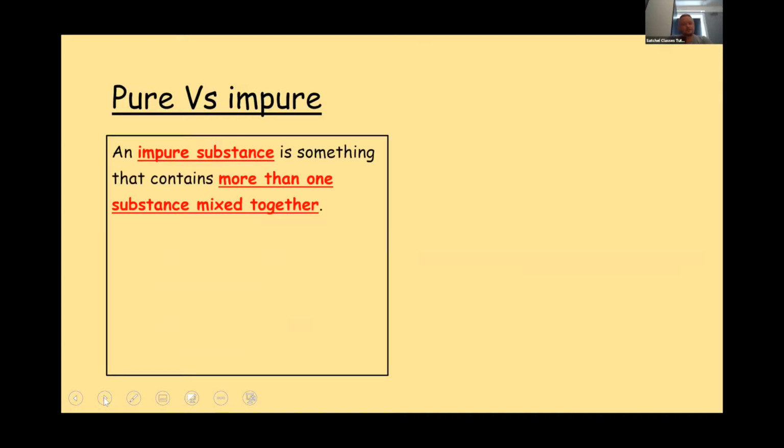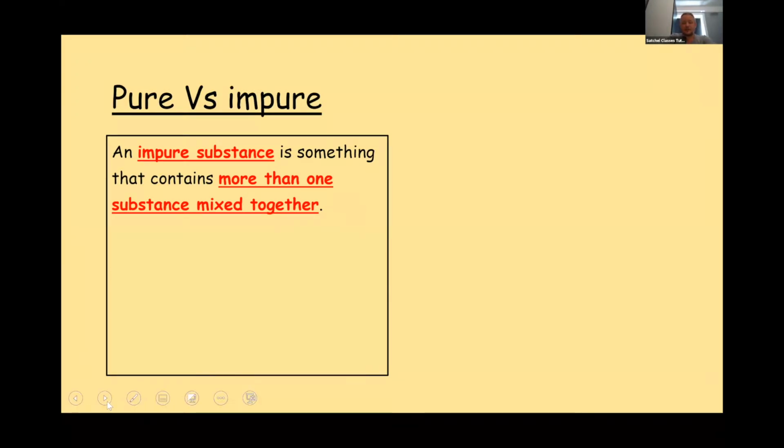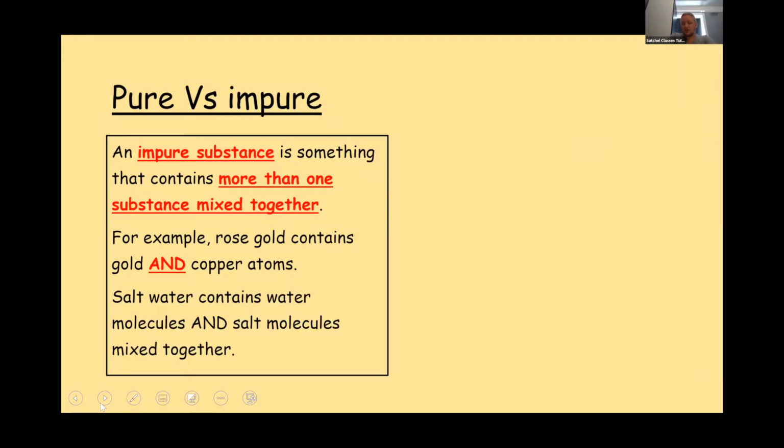Impure then. An impure substance is something that contains more than one substance mixed together. For example, rose gold, which you may have heard of, is a kind of pinkish coloured gold, containing gold and copper atoms, which is where it gets its nice red colour from. Salt water contains water molecules and salt molecules mixed together.